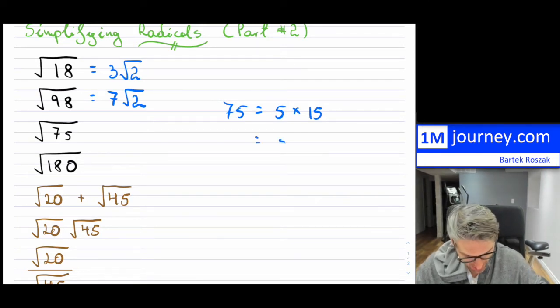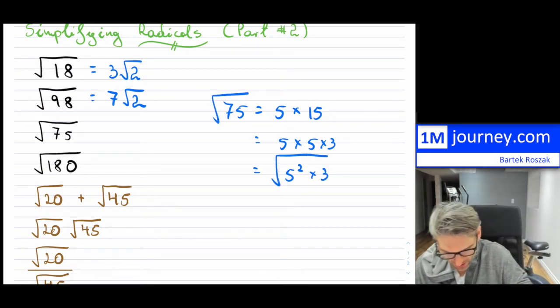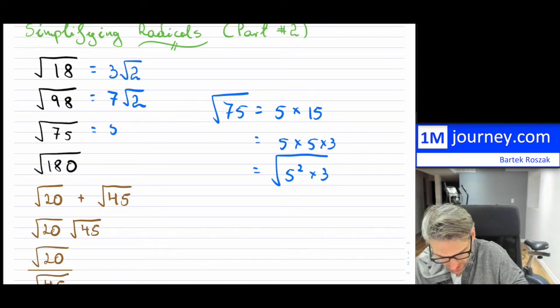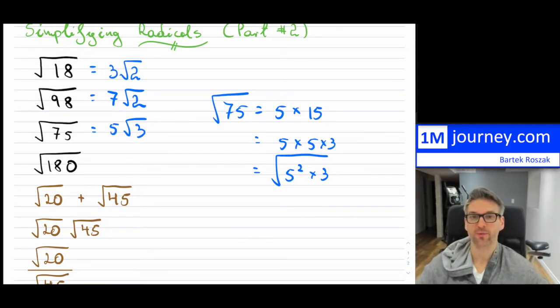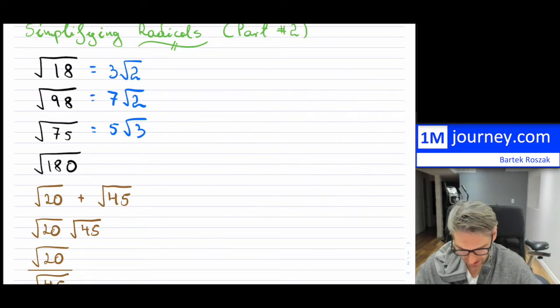So in this case, we have 5 times, and then this is going to be 5 times 3. So again, 5 squared times 3, and if you take the square root of that, that's going to be equal to 5, and then under the radical sign, we have the 3. And that's it. So that would have been example number 3. So that's how you would simplify this.